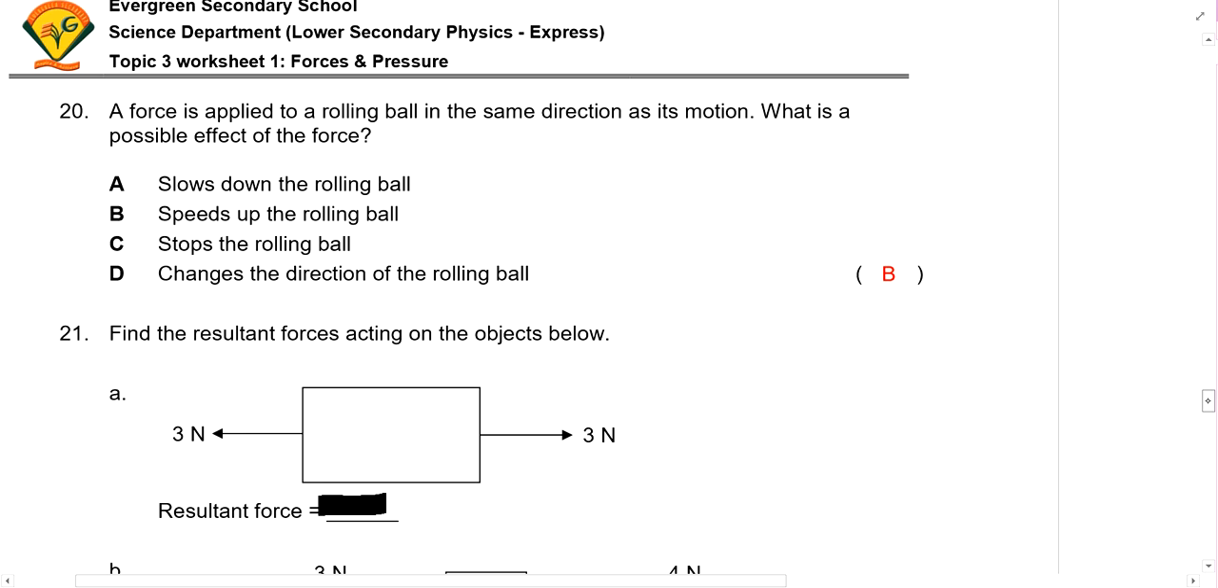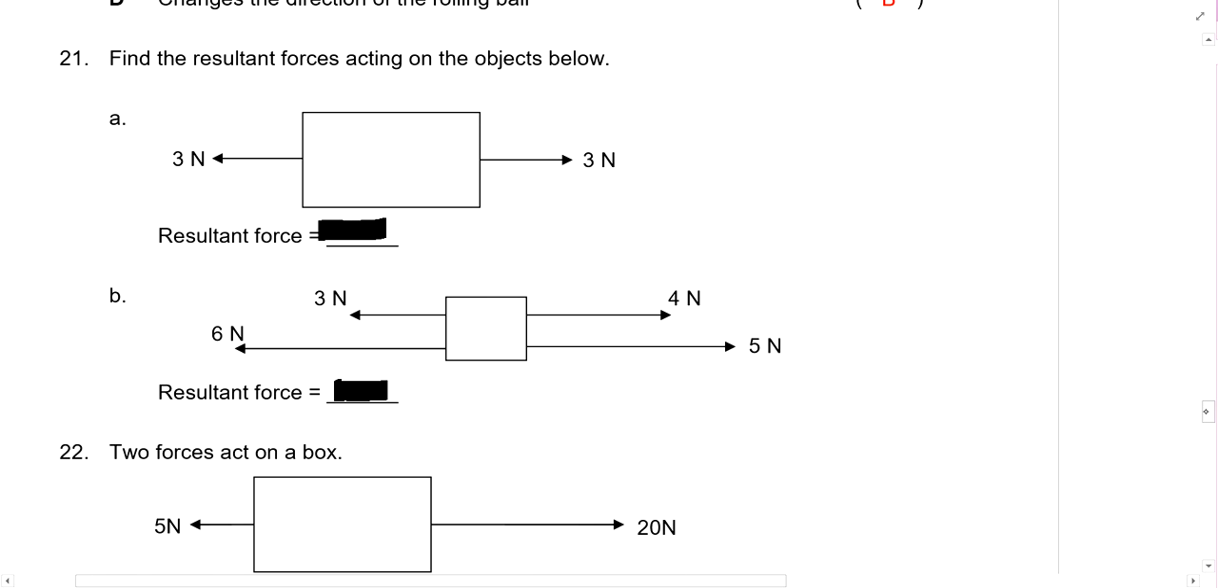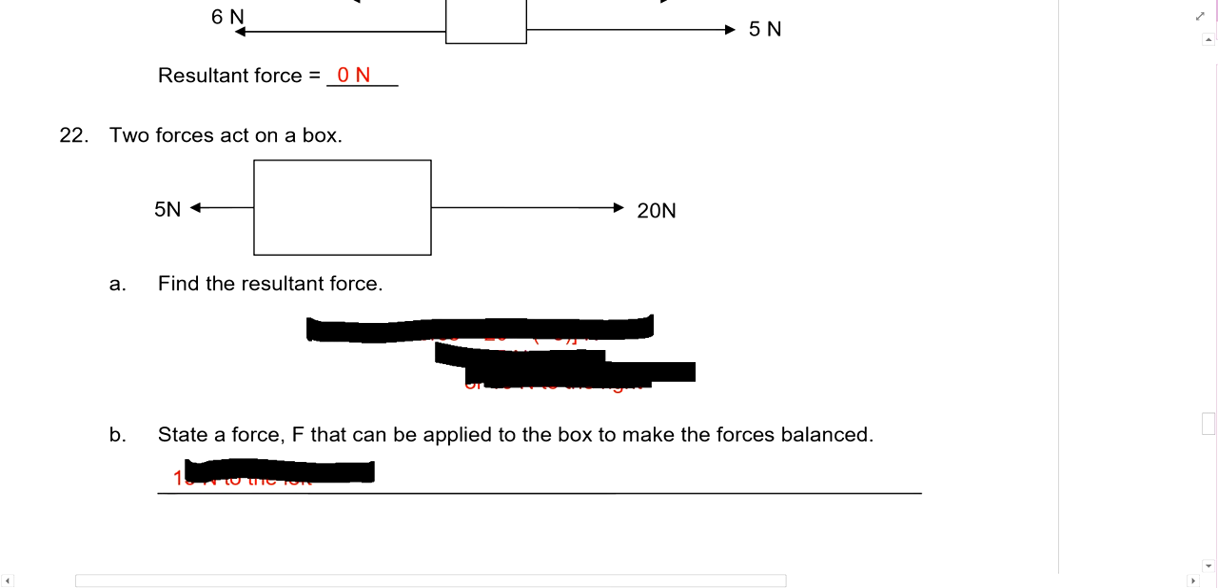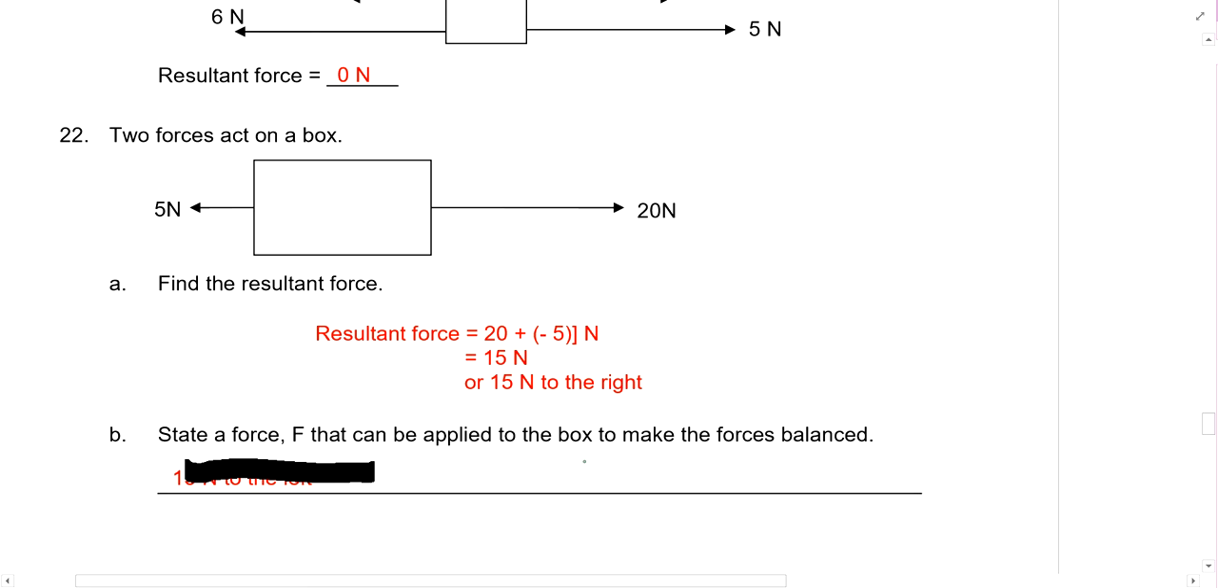Very similar question to what was given earlier. Okay, find the resultant force. Part A. 0 newtons. Do you have a unit? Yes. Part B, how much is it? 0 also, okay. Question 22. What is the resultant force? 15 newtons to the right. State a force that can be applied to make the forces balanced.